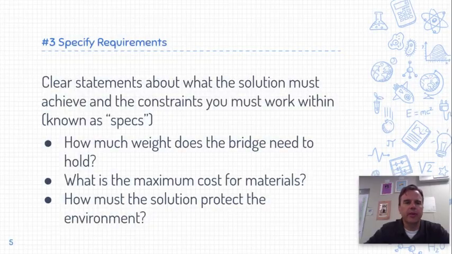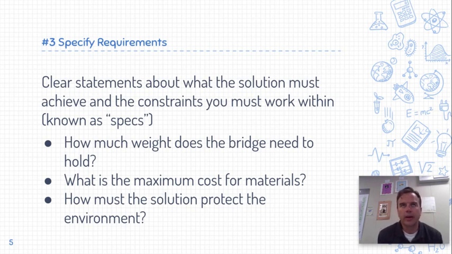The next step in the engineering method is to specify requirements. Requirements are the constraints that we have to work within. And when I say constraints, what do I mean by that? Let me give you some examples. It might be you have to use only 5 pieces of paper, or this solution must weigh less than 10 kilograms. Or some examples down below: how much weight does the bridge need to hold? It might say the bridge has to hold 10 tons. That would be a constraint or a requirement. What is the maximum cost for the materials? That could also be a requirement.